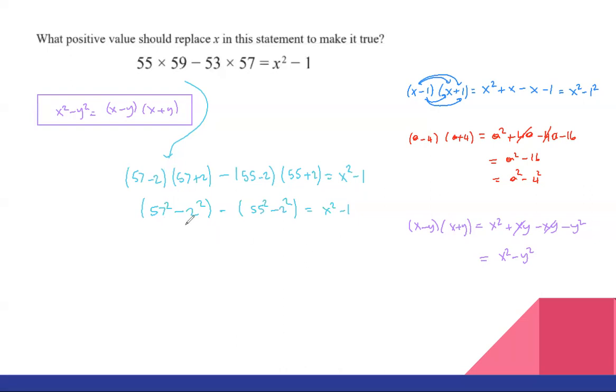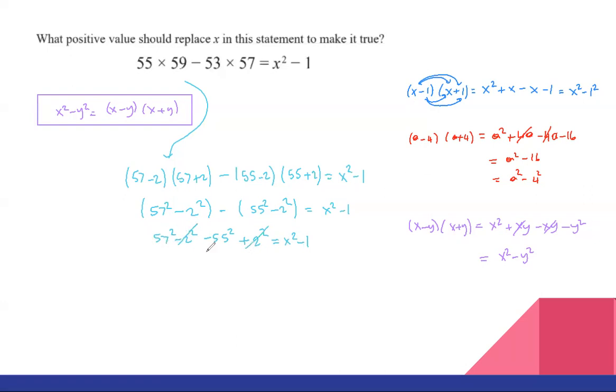Okay, and now I do have a minus right here. Maybe it's better to expand those. So 57 squared minus 2 squared. If you expand this minus with that, you will get 55 squared with a minus in front. And this negative and this negative will become a plus 2 to the second power. That is x squared minus 1. So this is going to add up to this, which is going to be 0.